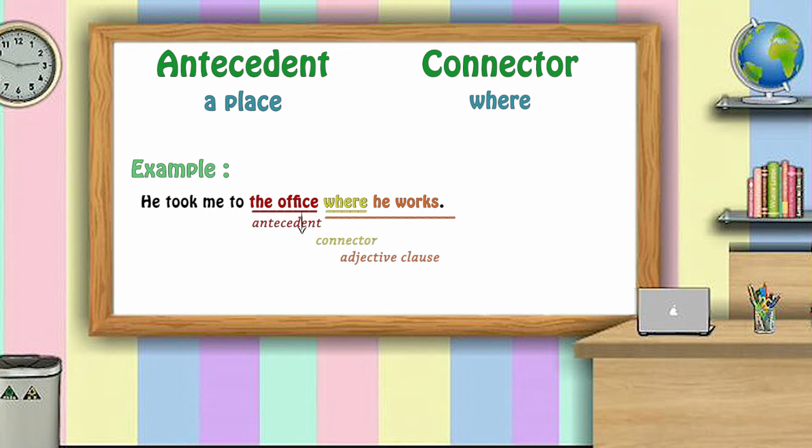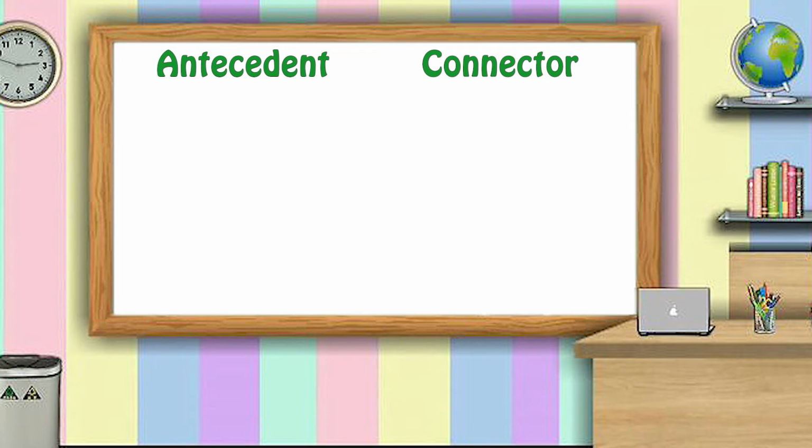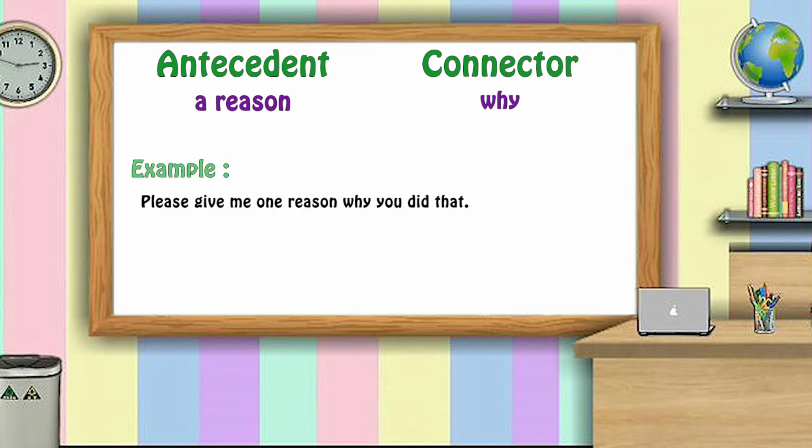Now let's see when the antecedent is reason. We use the connector why. For example, please give me one reason why you did that. Reason here is the antecedent, showing reason, and why is the connector. Why you did that is the adjective clause that modifies the word reason.